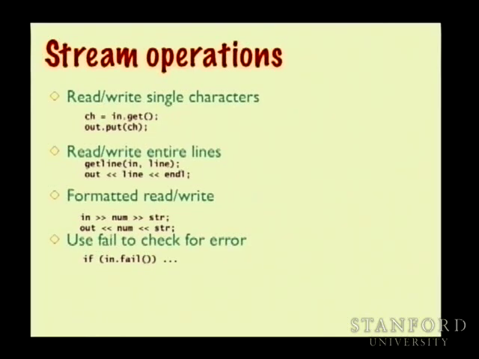Similarly, there is a put on the other side, for when you're writing and want to write a single character. You could also do this with out << ch, which writes the character. This actually just does a put of the character, a matching function, the analog to get and put that do single character I/O.